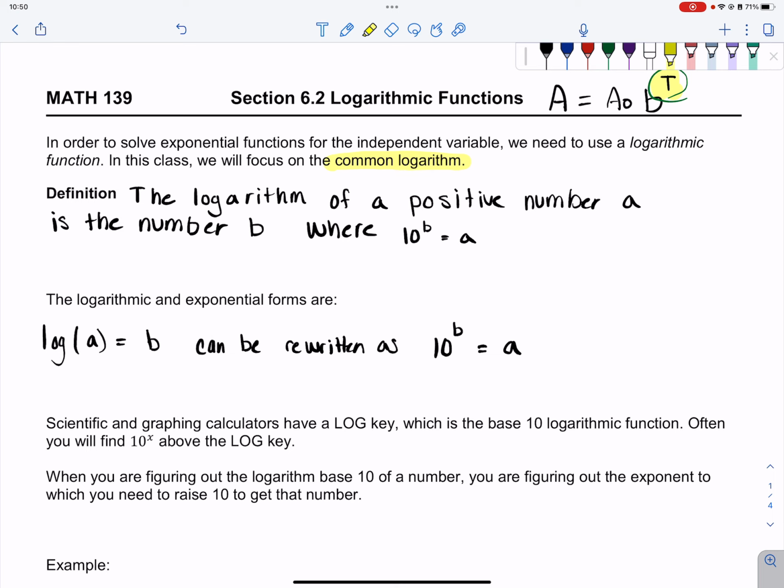So our definition of the common logarithm of a positive number a is the number b where 10 to the b is equal to a. And I should probably add in that this is for the common logarithm. Usually we write this as log of a equal to b.